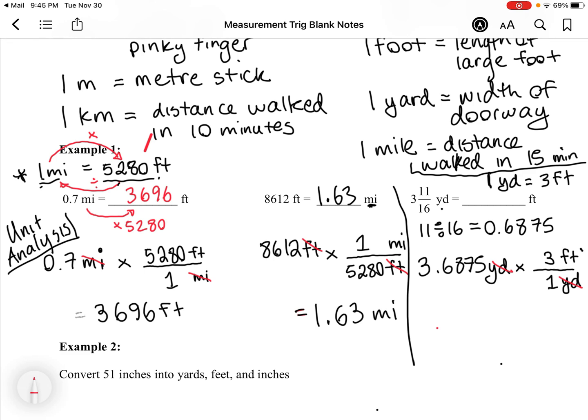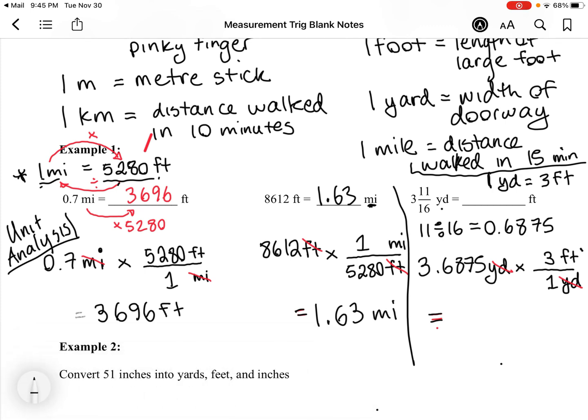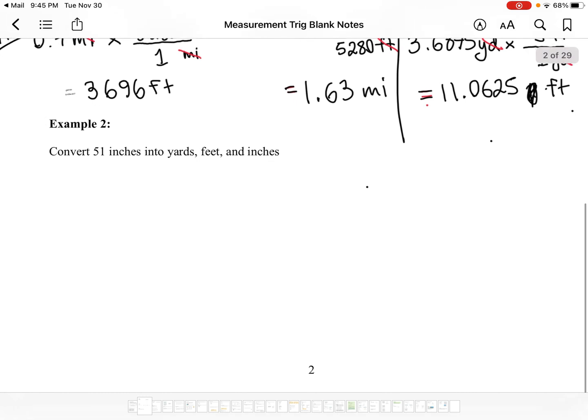I'm just doing that on a calculator right now, and I get 11.0625 yards. Sorry, not yards, feet. There we go, feet. So I'll just put that in here, 11.0625 feet. So this is unit analysis, and I really like unit analysis. I'm going to use it a lot. Let's look at some other examples though.